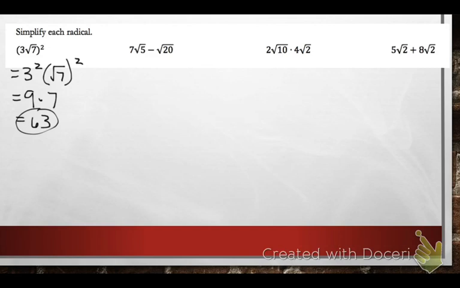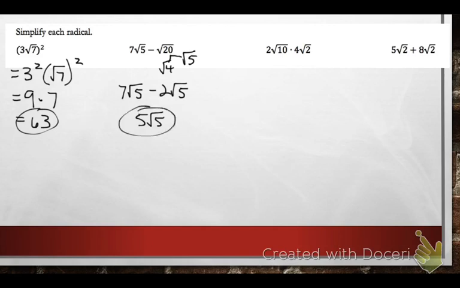Now we can't subtract radicals unless they are identical. So let's see if we can break down the square root of 20. I'm going to rewrite that as the square root of 4 times the square root of 5. So I'm rewriting my first term, 7 square roots of 5, and then I can simplify this to 2 square roots of 5. Now when I subtract, I get 5 square roots of 5.